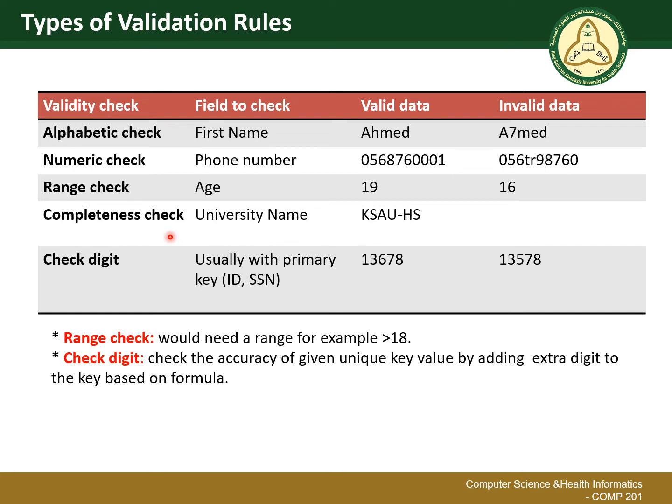For example, here the range check for the age field, we need the age to be more than 18. So if we entered the number 19 as an age, it will be considered correct. But if we enter 16, which is less than 18, it will be considered wrong, and we need to enter an age more than 18.